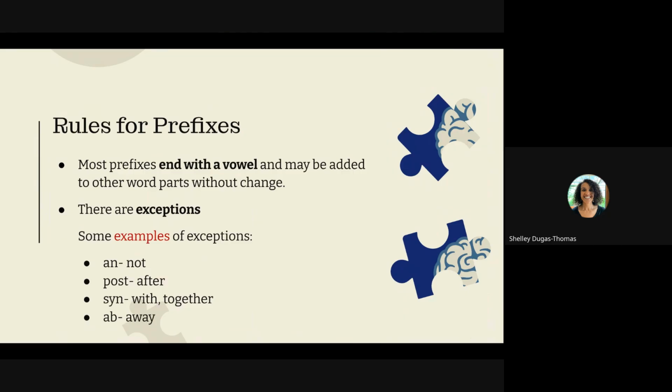So, most prefixes end with a vowel. However, there are some notable exceptions. So, an means not, post means after, sin means with or together, and ab means away.